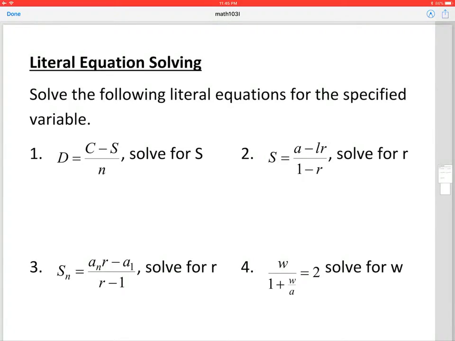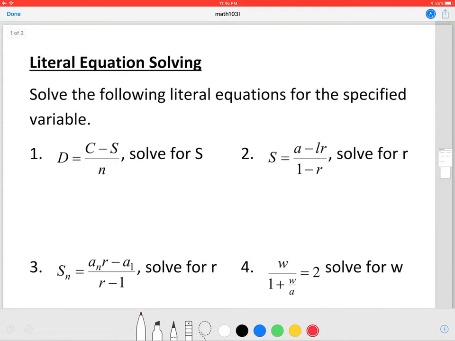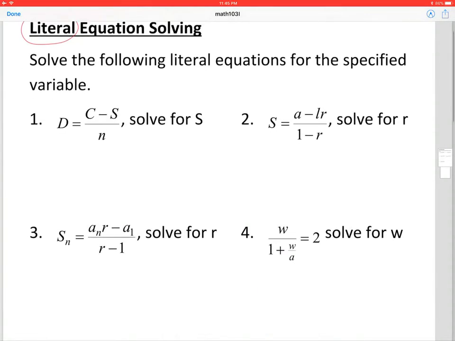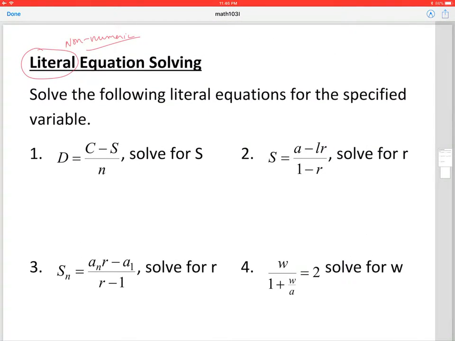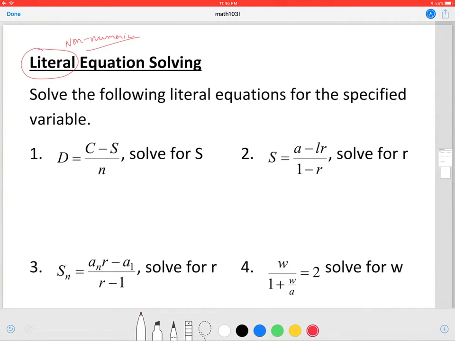Okay, in this video we will discuss solving literal equations. We briefly mentioned what literal means in our previous video. Literal means non-numeric. So these are all number 1, 2, 3, 4, and there's one more, 5. These are all equations, but as you can see, they have multiple variables, and we have to tell you which variable to solve for. Like number 1, it's asking to solve for variable s. Okay, so let's begin.